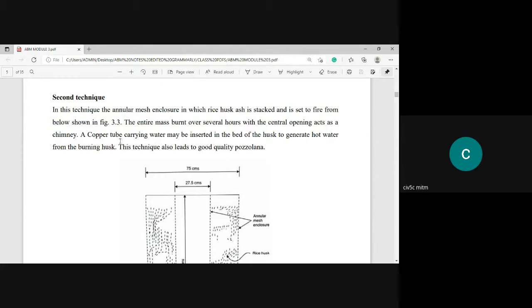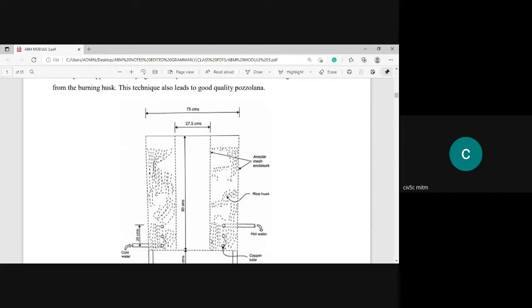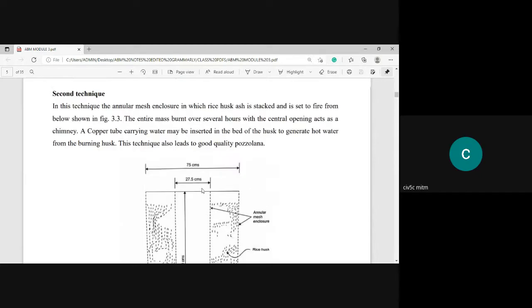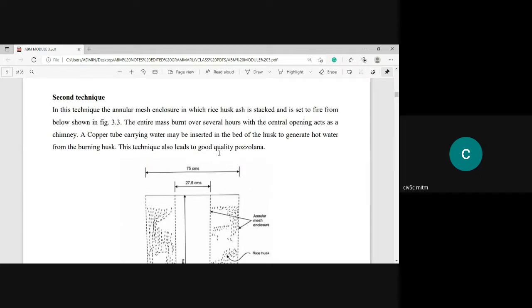Next, a copper tube. So this is called a copper tube. The copper tube carrying water may be inserted in the bed of the rice husk to generate hot water from the burning gas. So this is not, I can say, relevant.